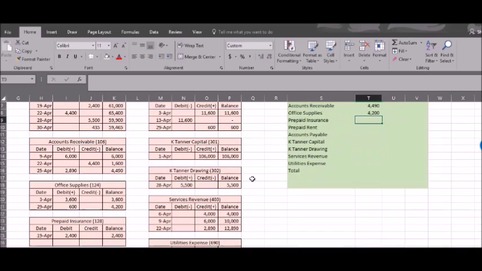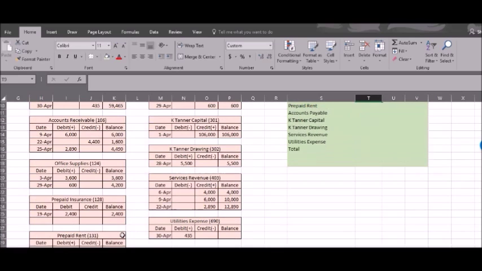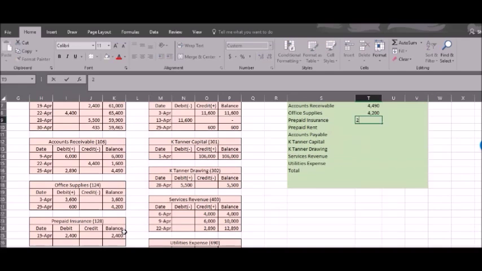Now we have to scroll down a little bit, right? Prepaid insurance is our next one at $2,400, and prepaid rent at $9,000. Let's just remember those, $2,400 and $9,000. Both of those are debits, right?